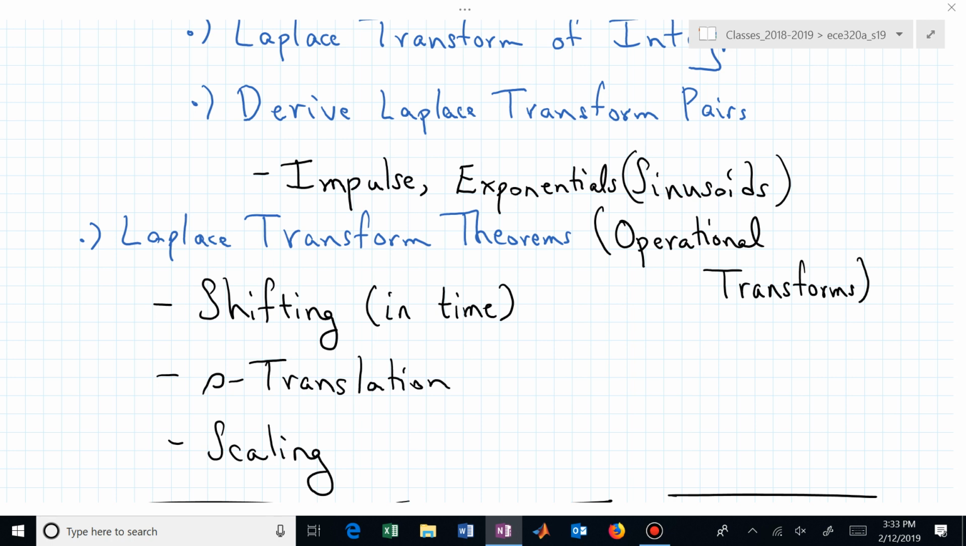We'll then look at some operational transforms or some theorems. What does the Laplace transform do when you shift a waveform? I think we've already looked at that for a unit step, and we said this is what happens in general. The S translation, what does that mean? That is then associated with exponentially decaying or adding an exponential to another waveform in the time domain, and that then translates S in the frequency domain, and then we'll talk about scaling.